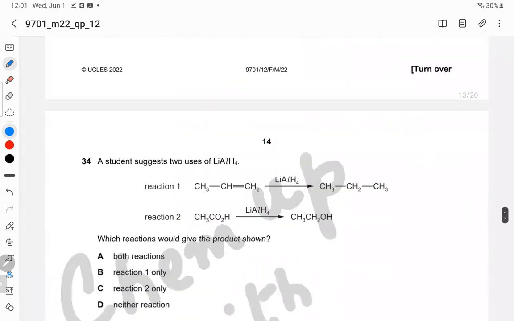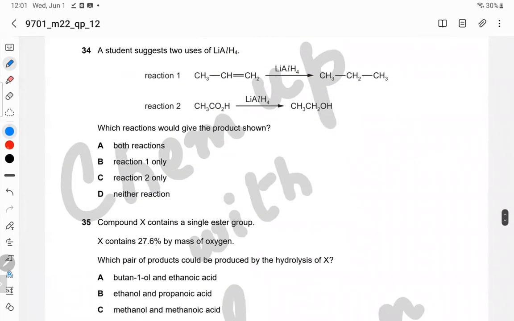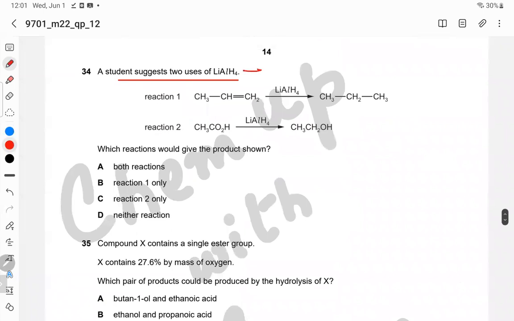Okay. Question number 34. A student suggests two uses of lithium aluminum hydride, and if you recall, it's a reducing agent. Here, it is reducing an alkene into an alkane. I didn't understand, Ibrahim, what you are saying.